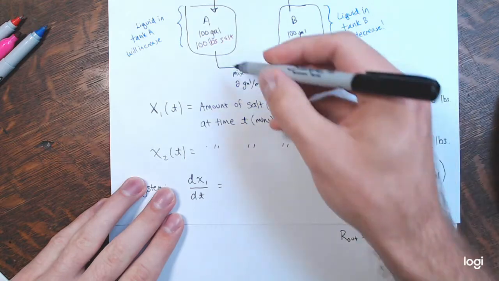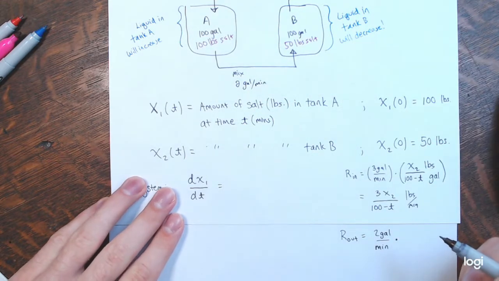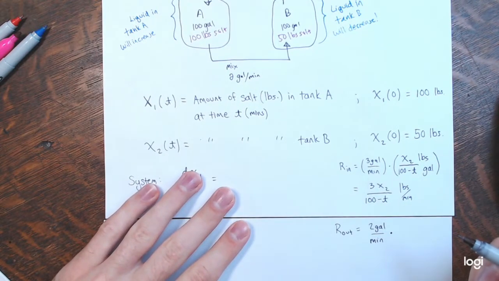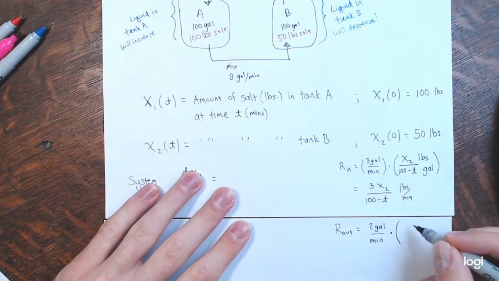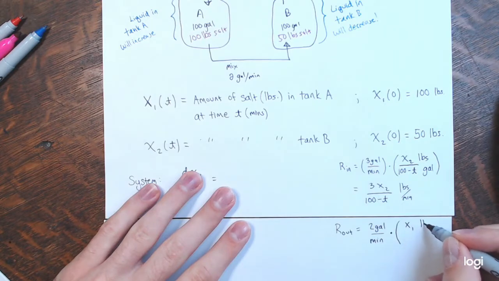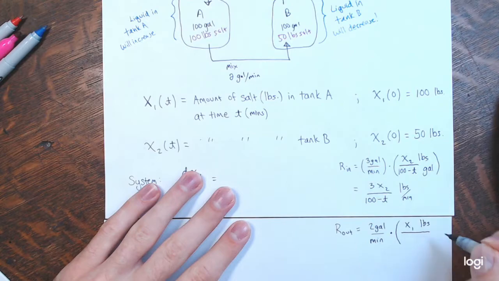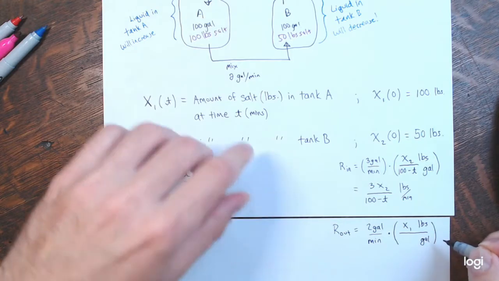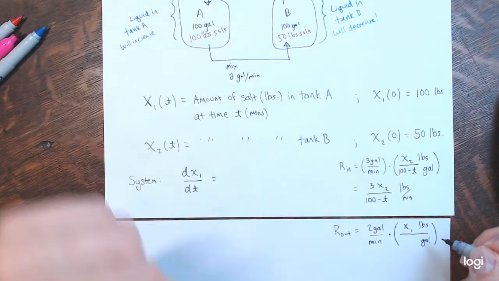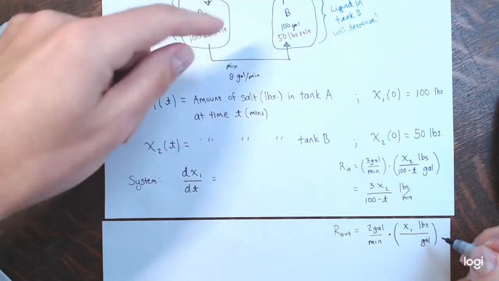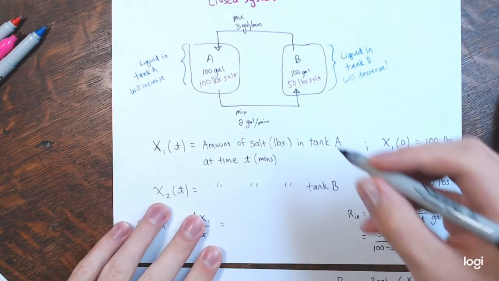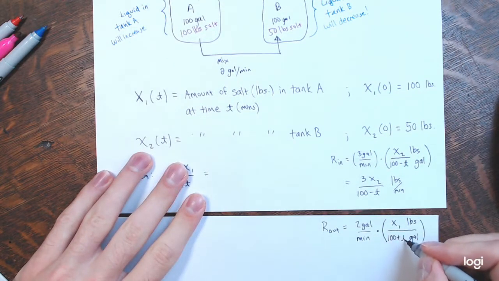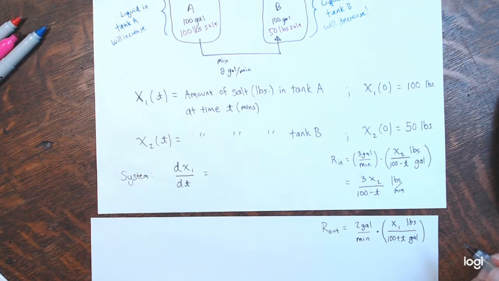And then that salt mixture, that's the mixture from A. So what's the concentration of salt from A? Well, there are x1 pounds of salt in A at any given time. And the number of gallons of liquid in tank A at any given time would be 100 plus t, right? Because there's a gallon being gained every minute. 3 gallons are coming in, 2 gallons are going out. So that'll be 100 plus t gallons.